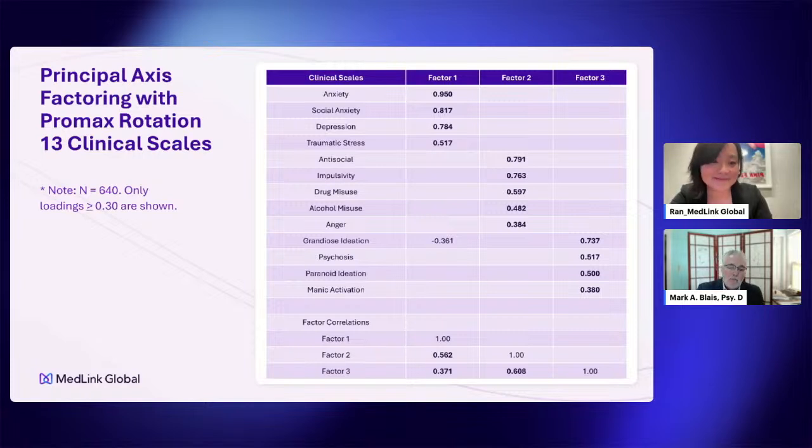Down at the bottom, or at the lower part, we see the intercorrelations among the factors. Factor 1 and 2 are correlated at 0.56, 1 and 3 at 0.37, and 3 and 2 are correlated at 0.60. This gives us a hint that there's an overarching structure, and that's what's going to be our global measure of severity.